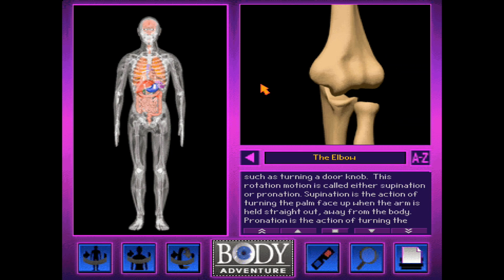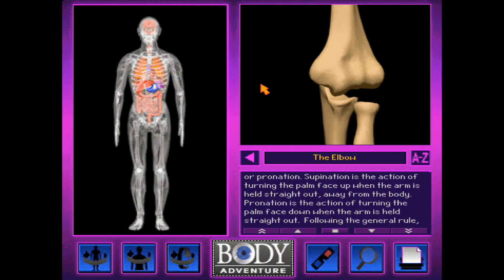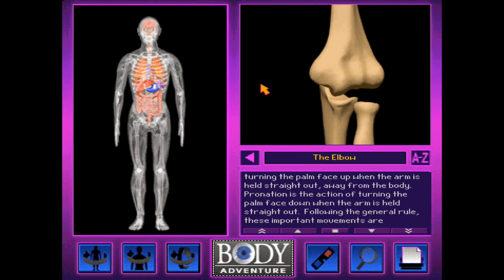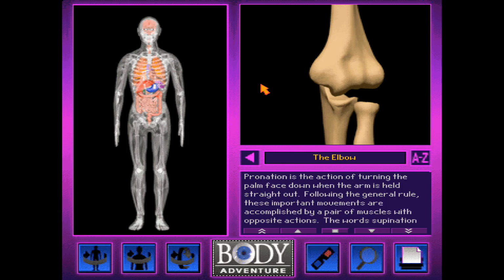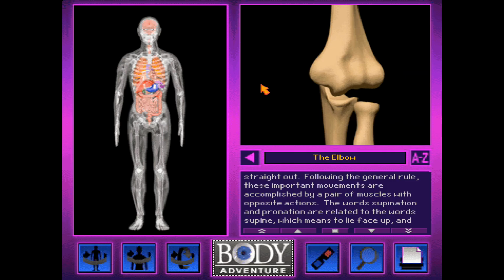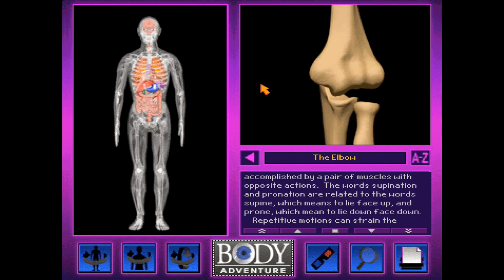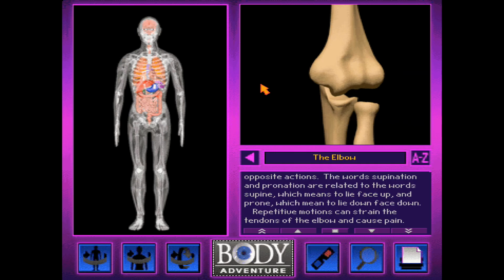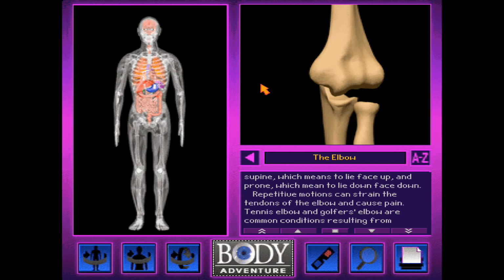Supination is the action of turning the palm face up when the arm is held straight out, away from the body. Pronation is the action of turning the palm face down when the arm is held straight out. Following the general rule, these important movements are accomplished by a pair of muscles with opposite actions. The words supination and pronation are related to the words supine, which means to lie face up, and prone, which means to lie face down.